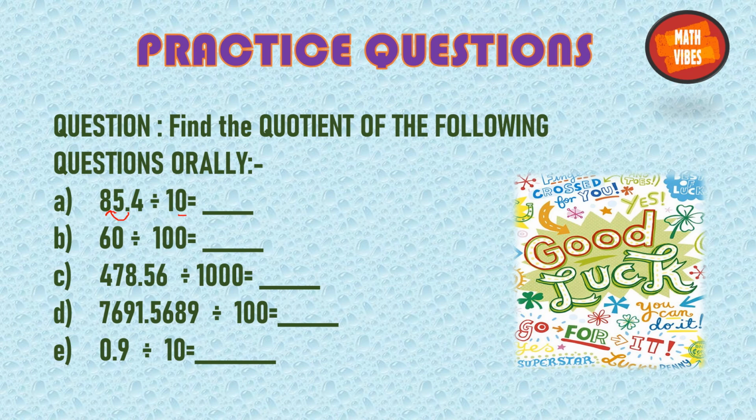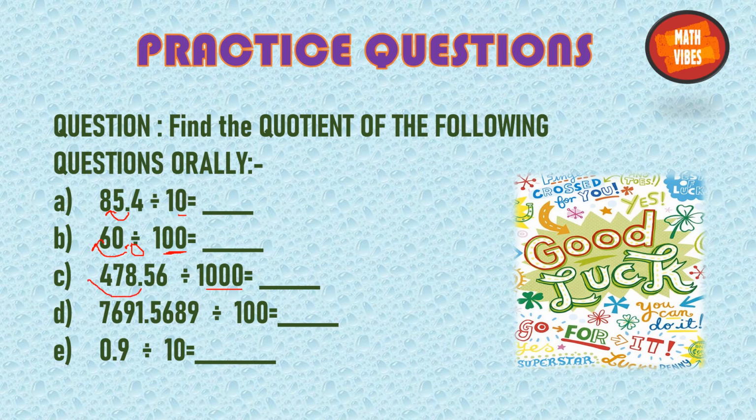Now 60 divided by 100. So you have two zeros. Now this question is different, but we know that 60 can be written as 60.0. Now can you shift two decimal places? Yes. So when we shift it over here, then it will be 0.60. Now three zeros, we have to divide by 1000.